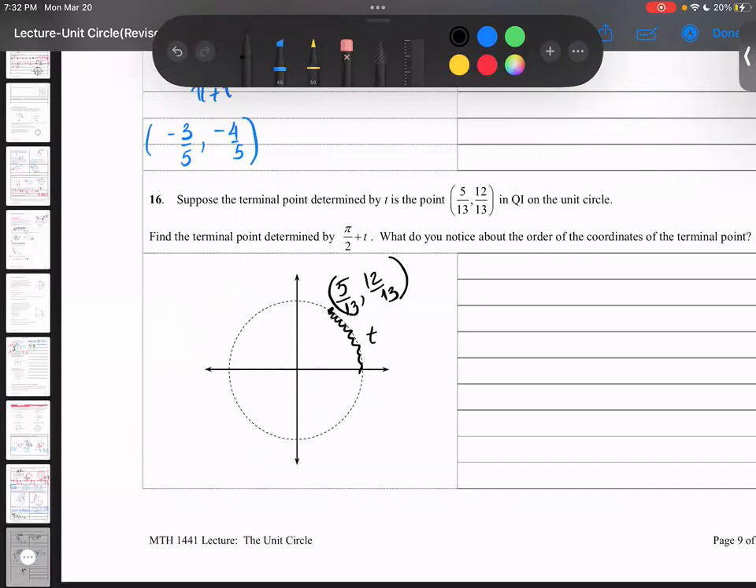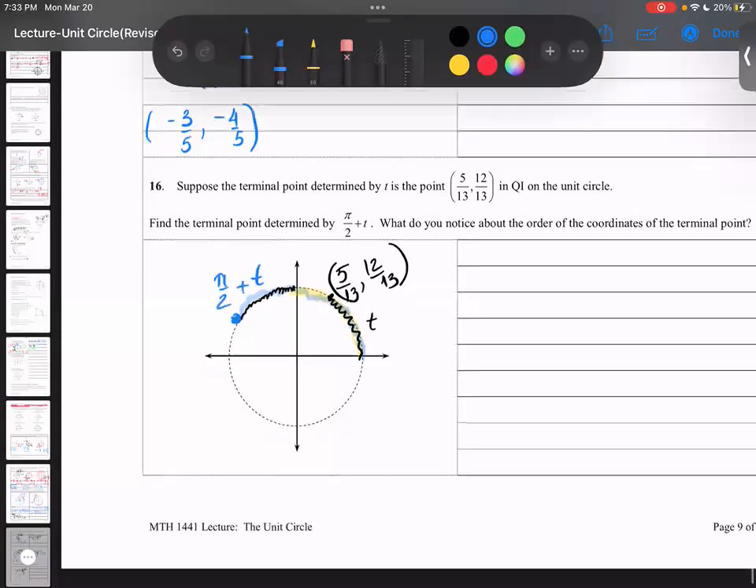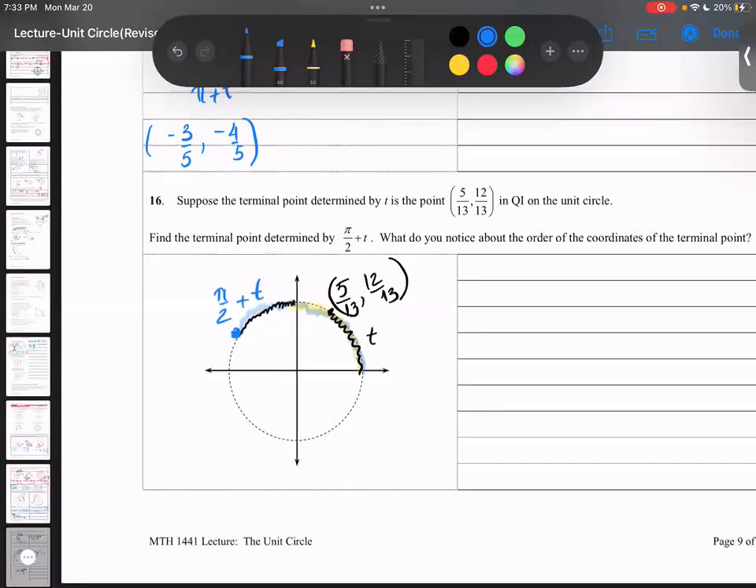Pi/2 plus t. Pi/2 is this much, plus another t distance, like that. So that right there, that's pi/2 plus t. And the point is what? Now, it's not symmetric anymore. If you look at this, right? It's not symmetric.